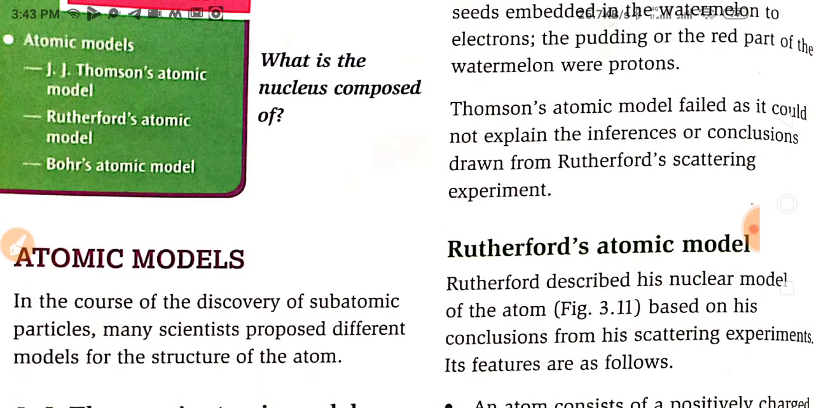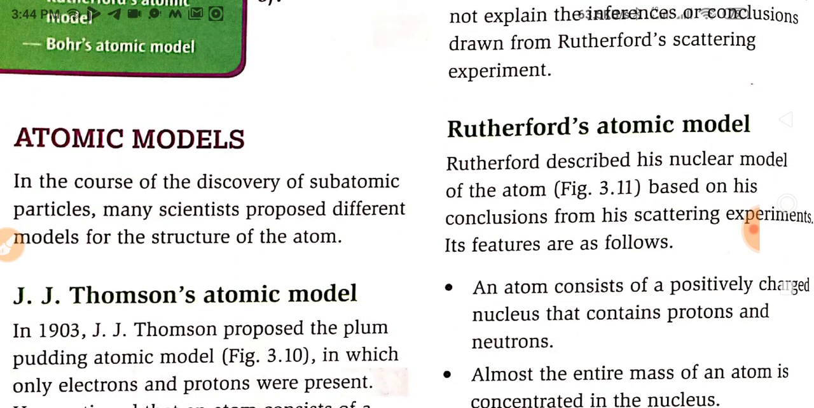Thomson's atomic model failed as it could not explain the conclusion drawn from Rutherford's scattering experiment. As you all know, in previous classes we already read about the Rutherford scattering experiment. But J.J. Thomson's model failed to explain the conclusion drawn from the Rutherford experiment.